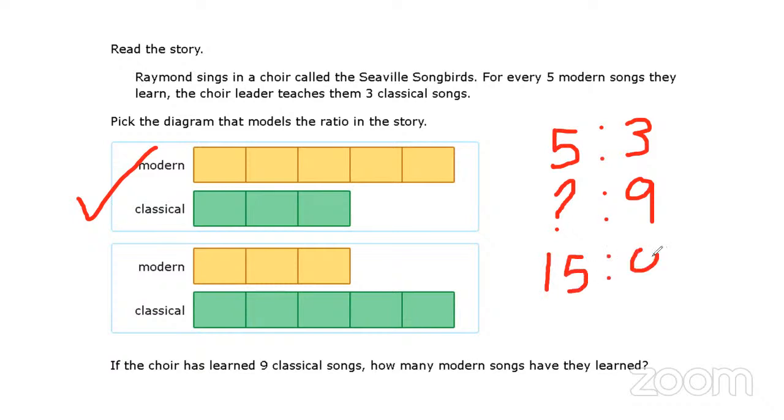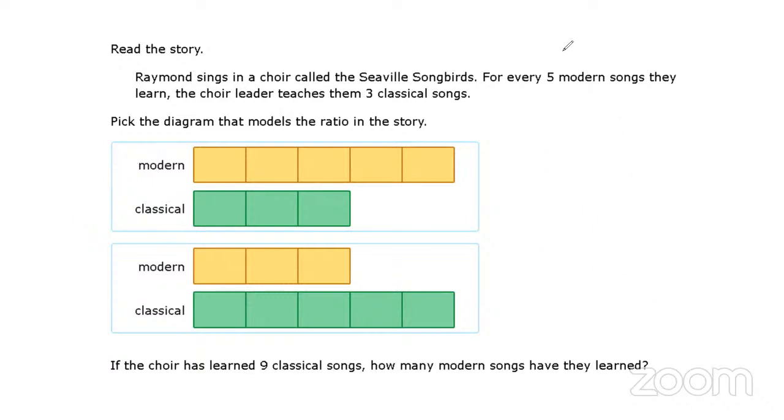to 9 classical songs, making sure that modern songs is more than classical. That is the story that we were presented with. So if you say 15 to 9, you are very much correct, and therefore, how many modern songs have they learned? 15 modern songs.